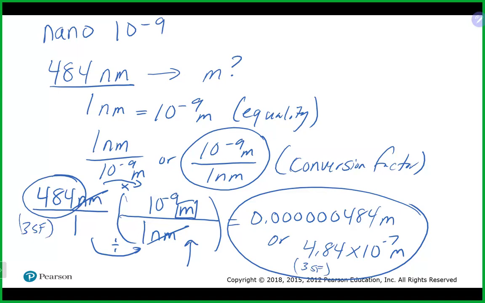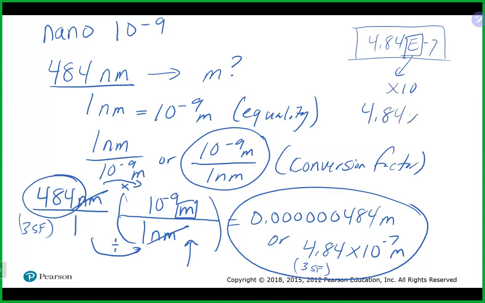Do you have a question? Yeah. So remember, as we talked about with scientific notation, if your calculator gives you something like 4.84 e minus 7, that e does represent the times 10 part. So when you're writing the answer, you shouldn't use the e. You should turn it back into times 10 to the minus 7. Your calculator may give it to you as the e, and that represents that.